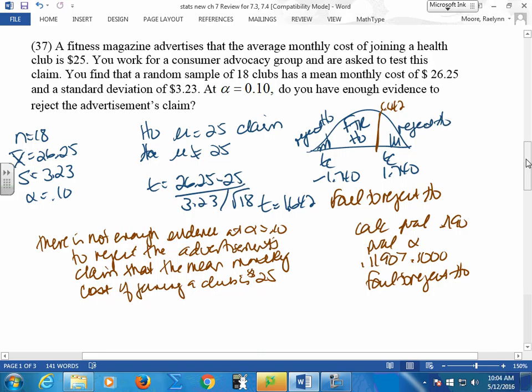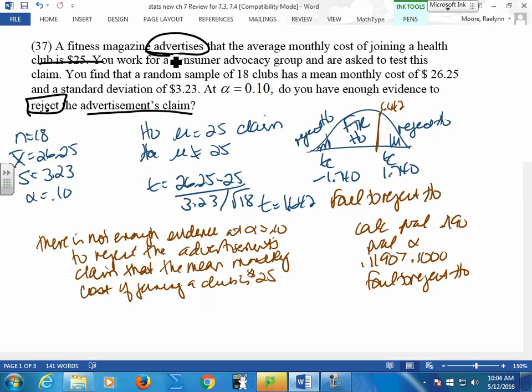So is $25. There's your claim. Go to the back side of it. Do you have enough evidence to reject the advertisement's claim? So reject tells me I should be H0. Isn't an equal sign H0? Isn't this the advertisement's claim? So you know you're on the right track. Now sometimes, don't forget, they give you your sample first. Sometimes they give you your sample second. It depends which way they give it to you.